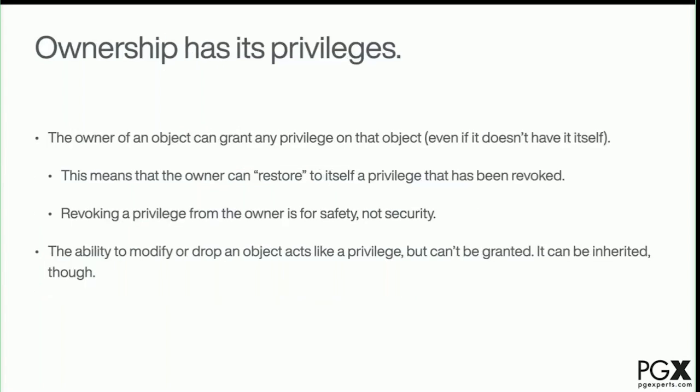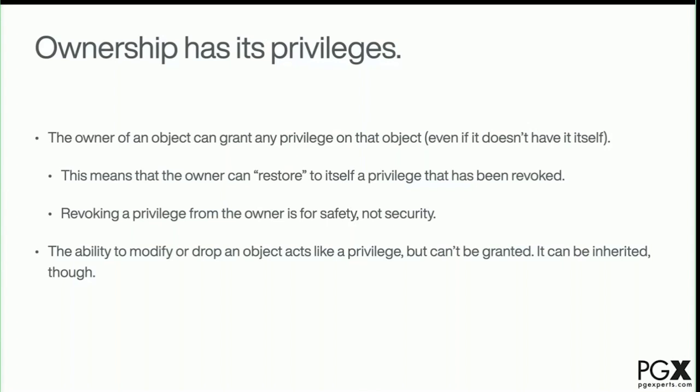So an owner can grant any privilege on an object, even if the owner itself doesn't have that privilege, because that privilege was revoked from the owner. This does mean that an owner can restore a privilege to itself that's been revoked. So let's say you're a super user and you revoke select on a table from its own owner. The owner can just come back and grant itself select again. So this feature does not provide any security. It just provides safety, in case you didn't want the owner to be able to do this operation for some safety reason.